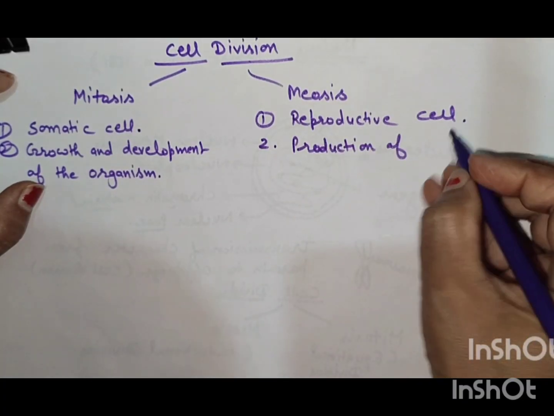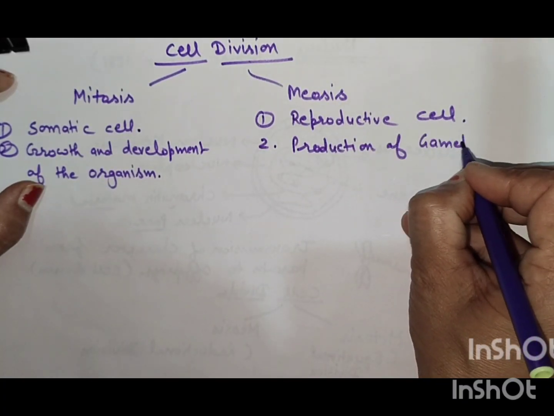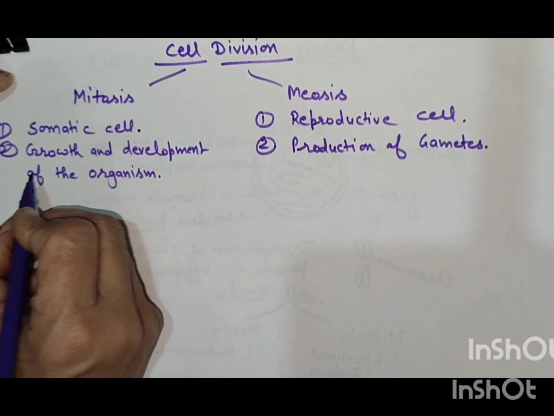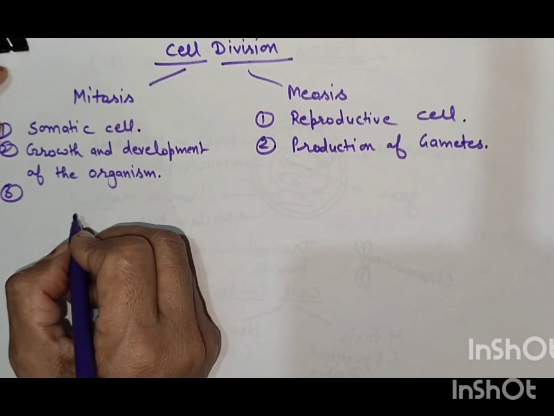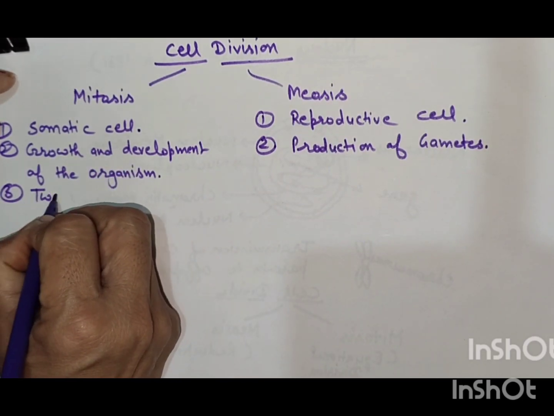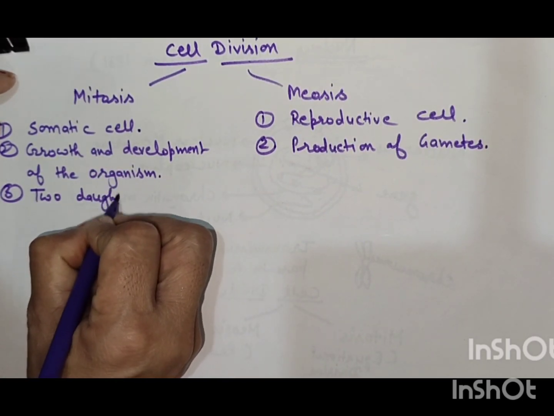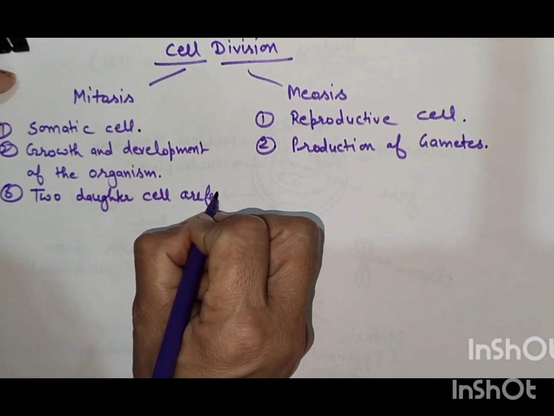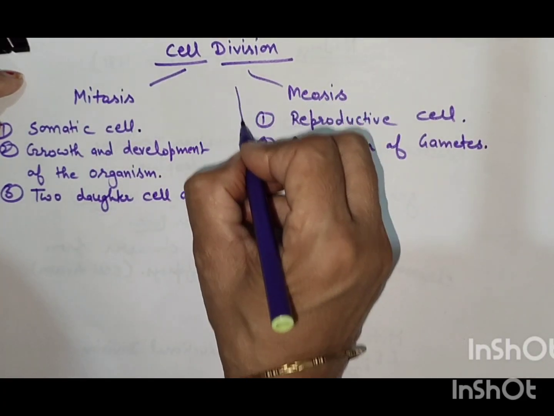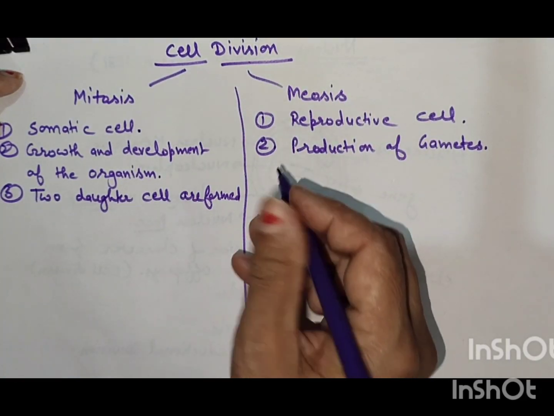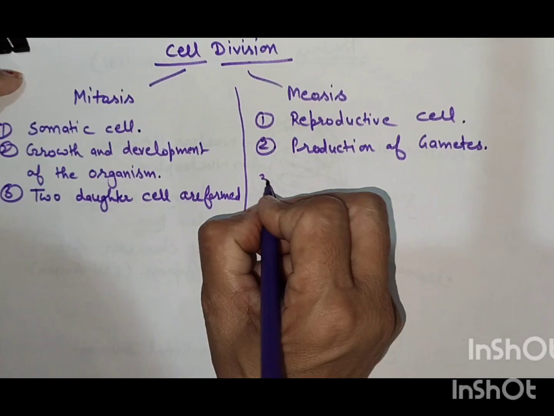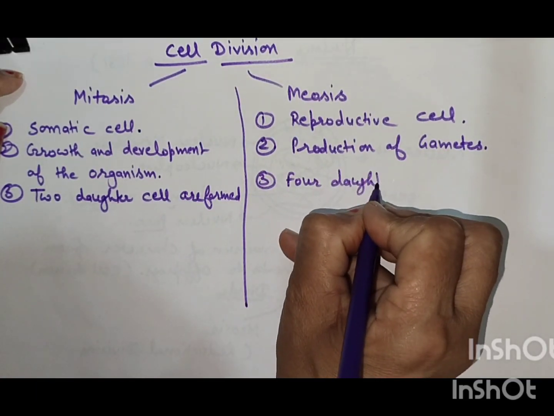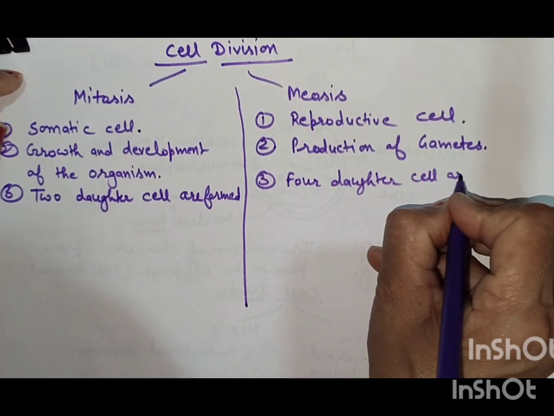It helps in reproduction. In mitosis, two daughter cells are formed. In meiosis, four daughter cells are formed.